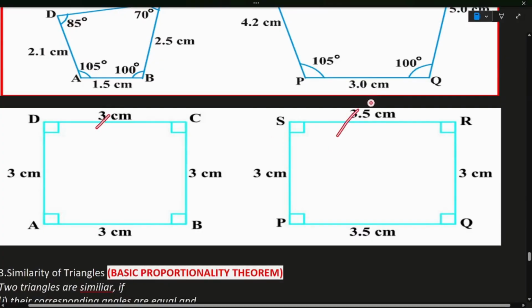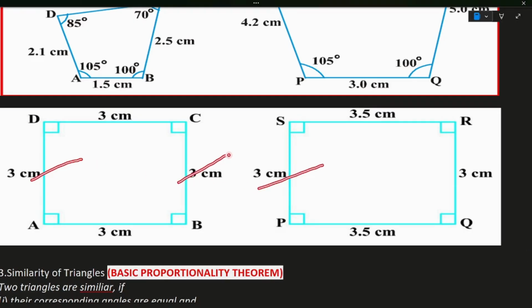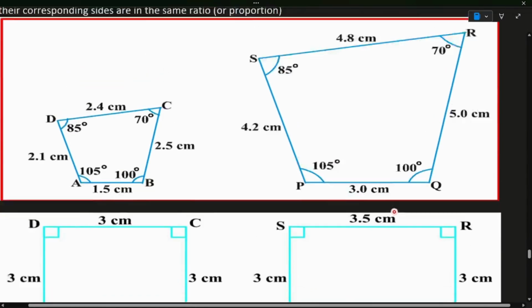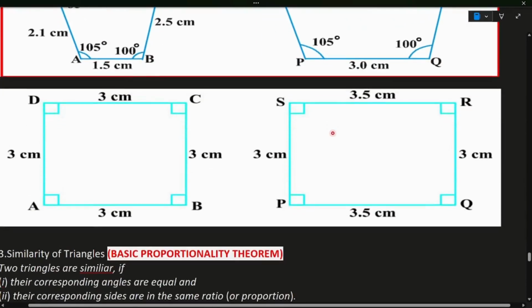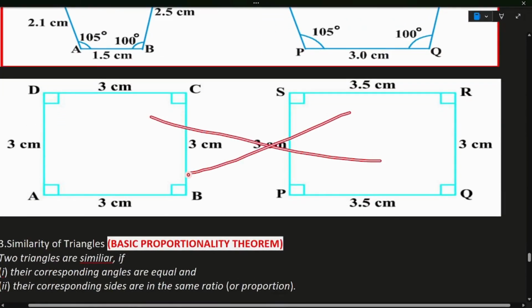3 by 3.5, 3 by 3, 3 by 3, 3 by 3.5. Means their proportions are not meeting as per our conditions, which is explained in point number 2. So we can say that these two figures are not similar figures.